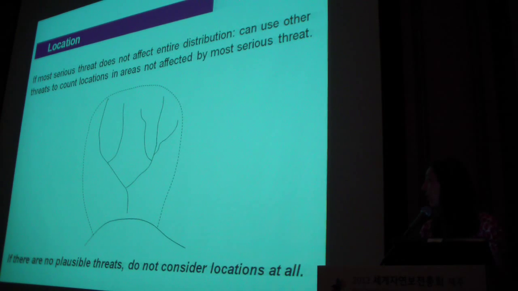If there are no plausible threats, then you don't consider the locations at all. And we see lots of assessments for species that say, there are no threats to this species, it's found in 3 locations. So in that case, it's clearly found in 3 localities. If there are no threats to the species, you don't even need to start thinking about what the number of locations might be. We can talk about that a lot more in the case studies. It's hard to think about locations in an abstract way.